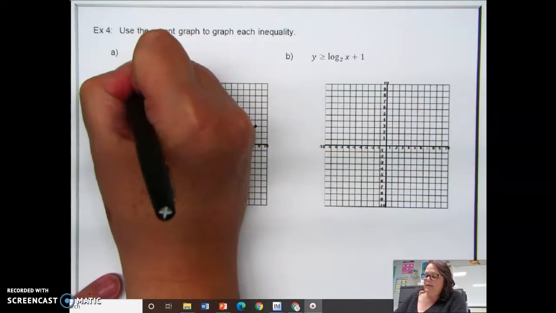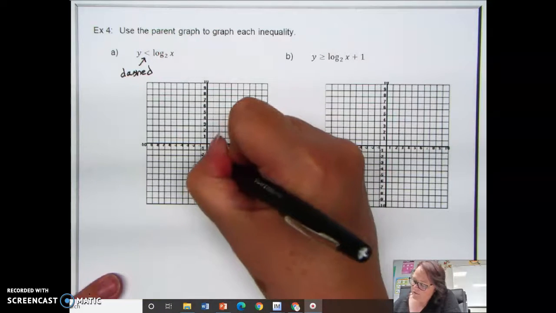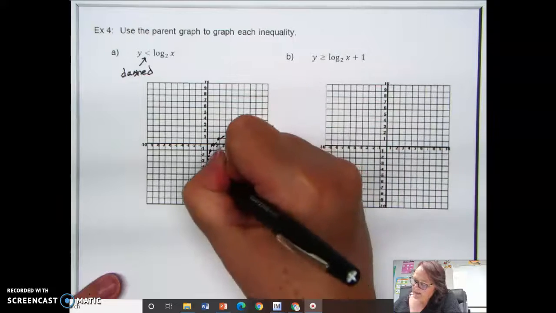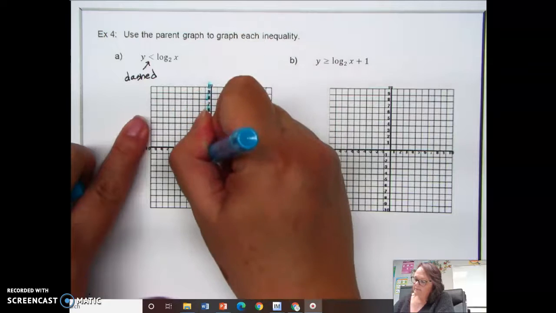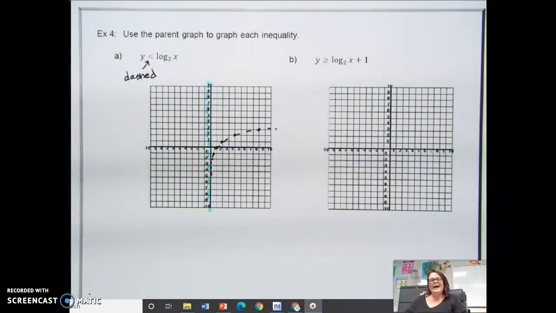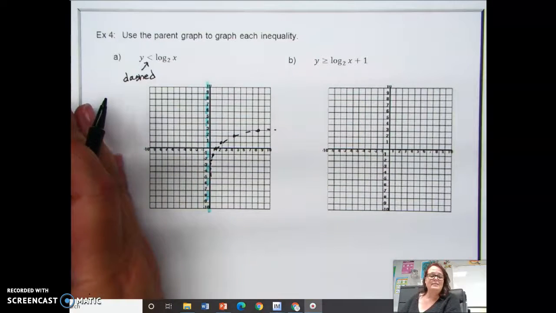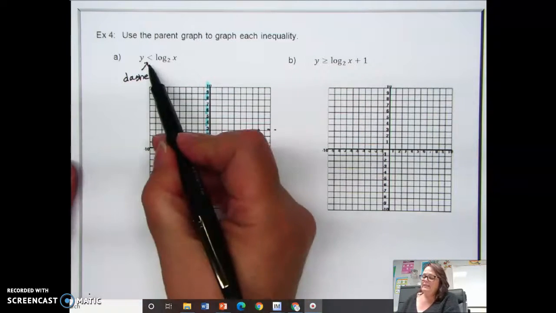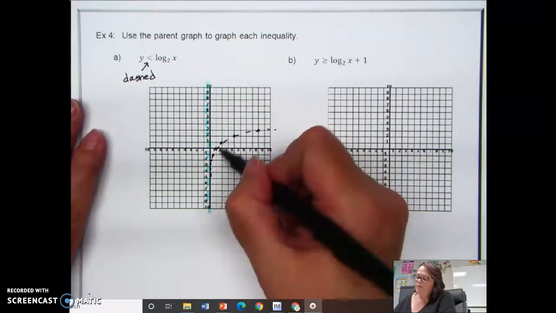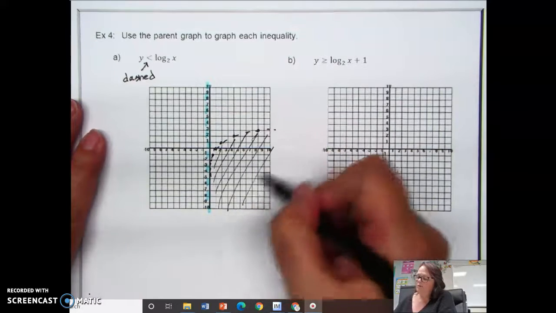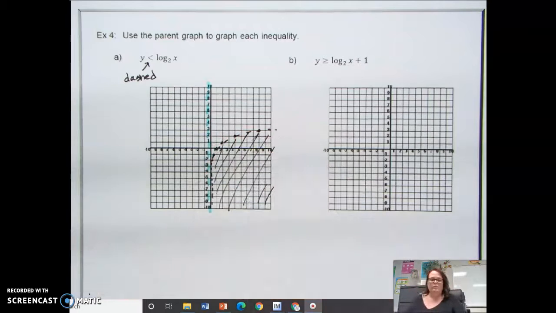So that means that we're going to have a dashed function. And so that means that the function looks something like this. And remember, we have this asymptote here at the y-axis. So that means I can't have any x values on the y-axis or to the left of the y-axis in my shaded region. So then this says less than. Normally we would say below the y-intercept, but since we don't have one, we'll just say below the graph. So we would shade here below the graph, but not crossing the function here. So notice this would follow along that asymptote.